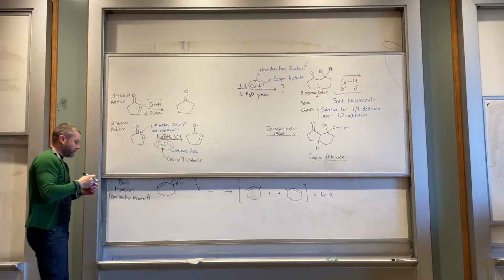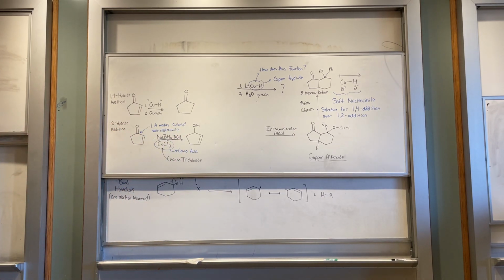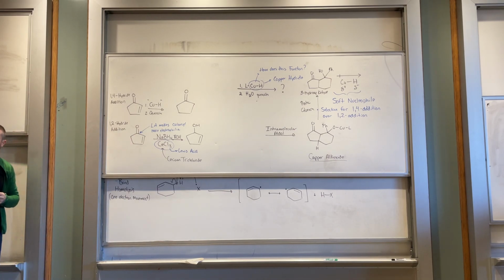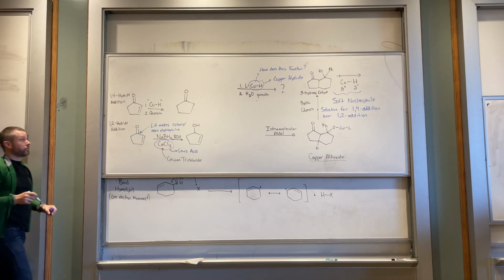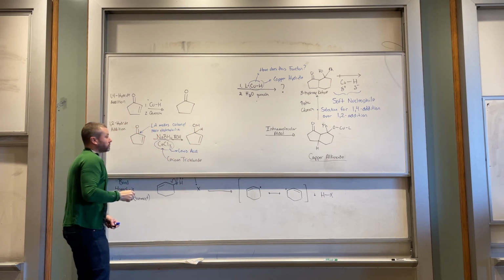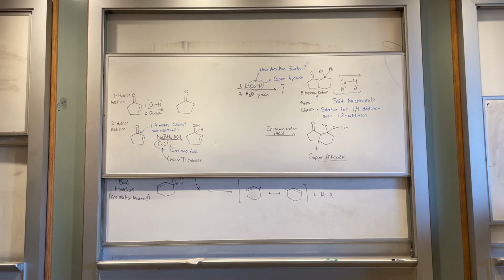Right, and all that additive is doing is it's really sticking to the oxygen of the carbonyl and increasing the electrophilicity or increasing the reactivity of the carbonyl carbon. So when that hydride is delivered, it's delivered selectively to the carbonyl carbon. So this is an example of how we can get regioselectivity in these alpha beta unsaturated carbonyl systems.